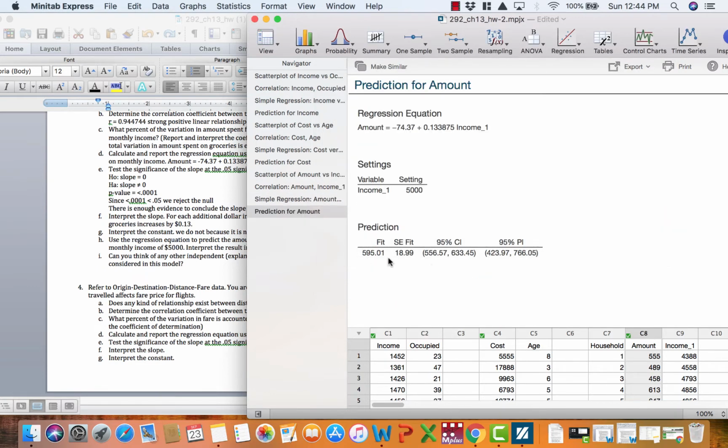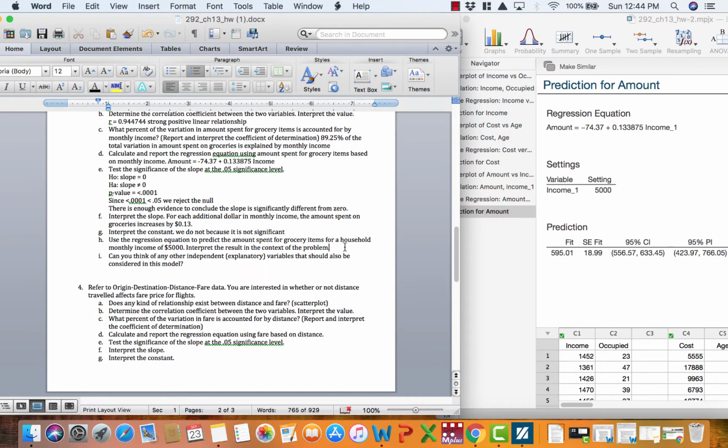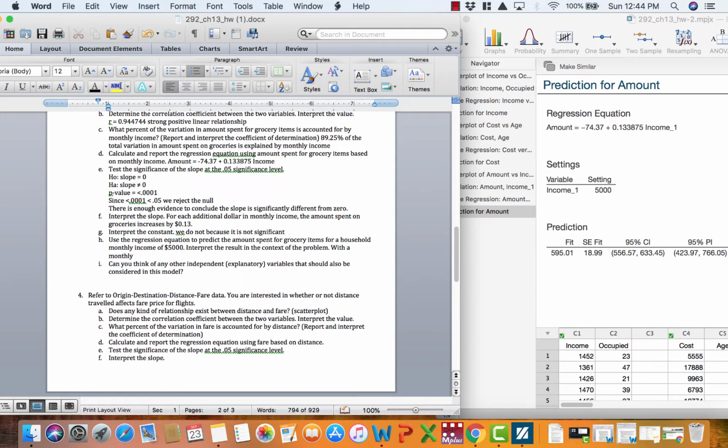All right, and we're looking at this fit value here, this 595. So we say with a monthly income of $5,000, we predict the amount spent on groceries to be $595.01. All right, can you think of any other independent or explanatory variables that should also be considered in this model?